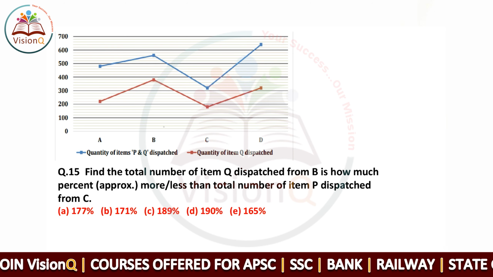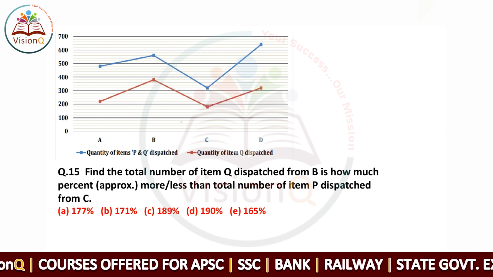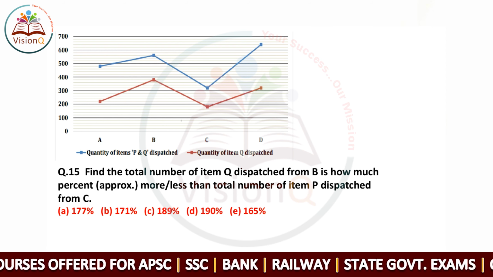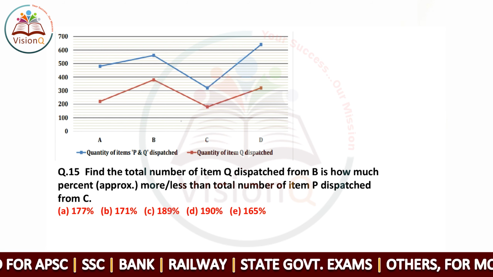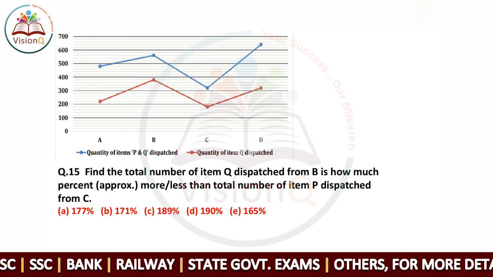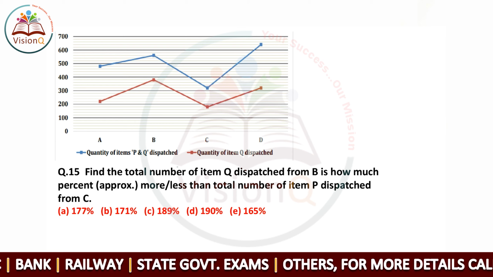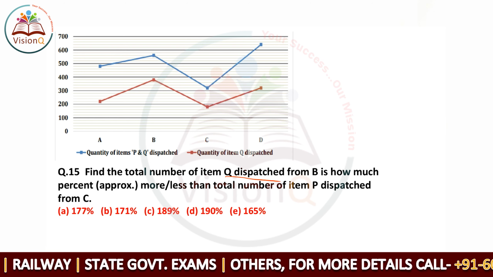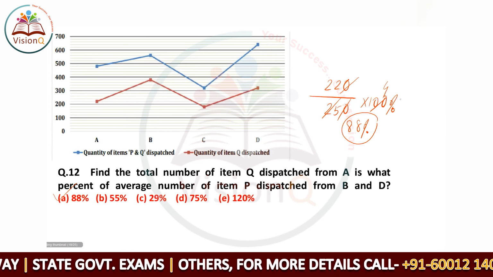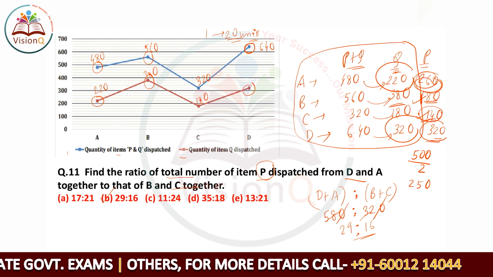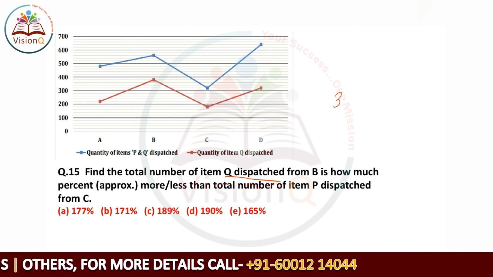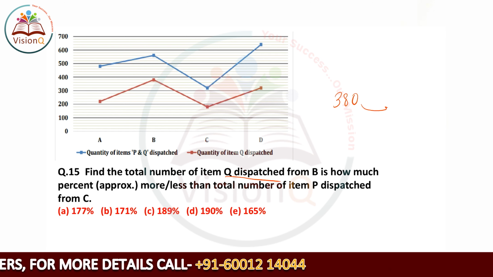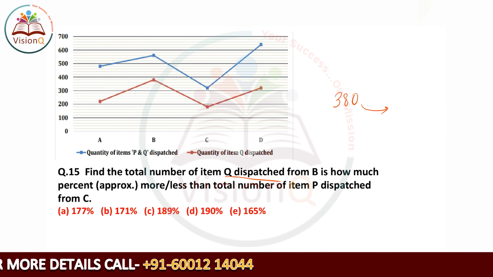So find the total number of item Q dispatched from B is how much percent more or less than total number of item P dispatched from C. This question can be found directly from the given data or given line graph. Total item Q dispatched from B, this value was 380. So 380 is how much percent more or less than total number of item P dispatched from C.